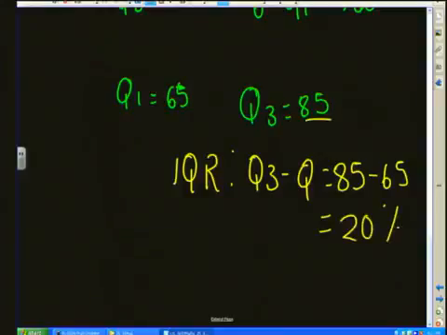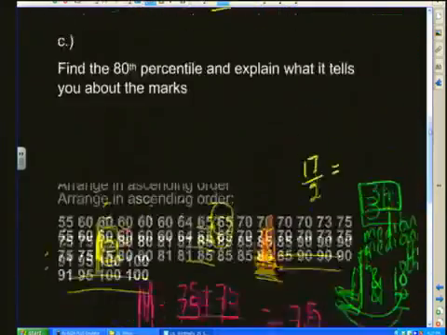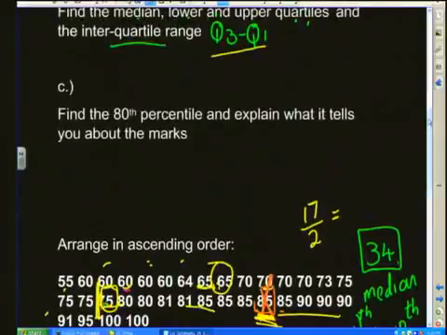Okay, so we say 85% minus 65, and that gives us an interquartile range of 20%. Now let's have a look at the last part, part C. They say find the 80th percentile and explain what it tells us about the marks.